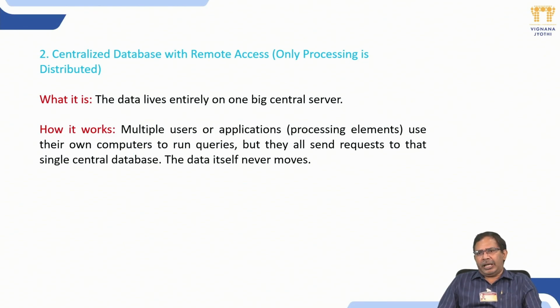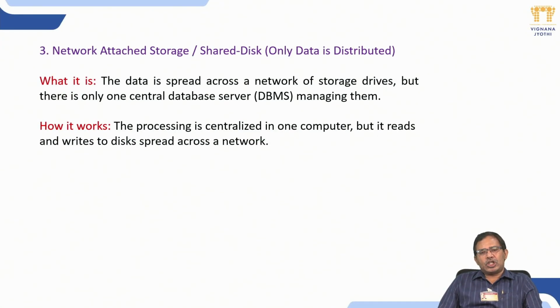As it is available at one place, only the queries are submitted to a single server, execution takes place at the same server, and the query response is retrieved from the server and submitted to the required user. The third category is network attached storage, also called shared disk, where processing is available at one place, only the data is distributed. So whenever a query is to be executed, the data has to be moved to that particular location where the software is available.